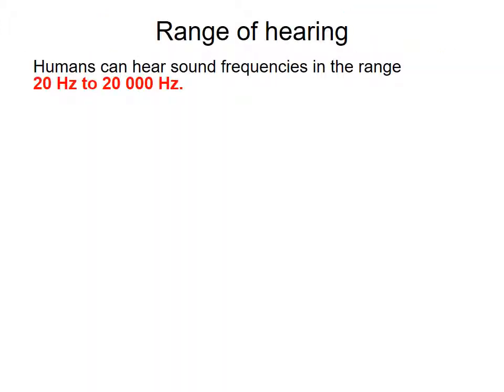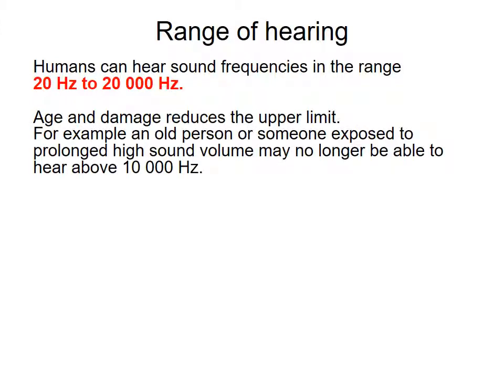So the human range of hearing. Humans can hear sound frequencies within the range of 20 Hz and 20,000 Hz. As I'm getting older, I have a shorter range of only 20 Hz to about 17,000 Hz, but you young students should have that range. Okay, as age and damage reduces the upper limit. So an old person like myself, okay, not that old, but someone exposed to prolonged high sound volume, say working at an airport, that's why they have those headphones on, may no longer eventually hear above 10,000 Hz. Okay, so when you're about 70 or 80.